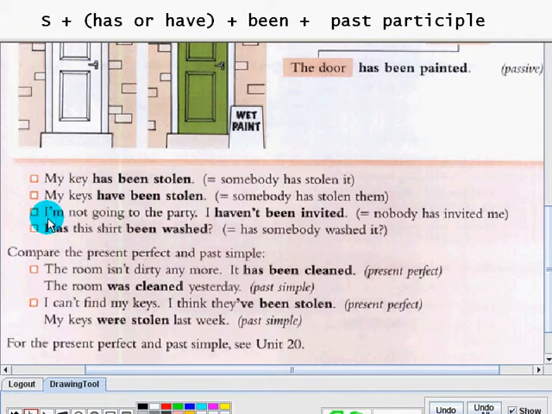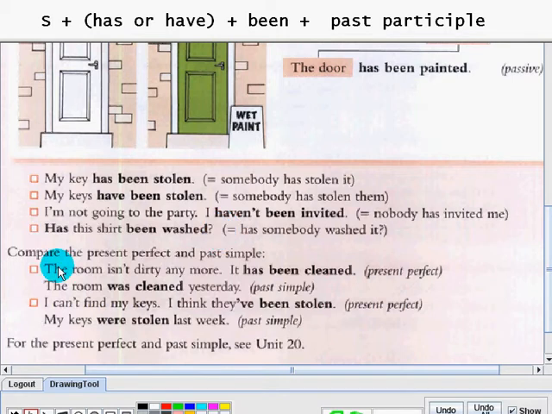I'm not going to the party. I haven't been invited. This is the present perfect passive. And the active form is this. Nobody has invited me. Next, has the shirt been washed? This is the present perfect passive. And then has somebody washed it? This is the active form.